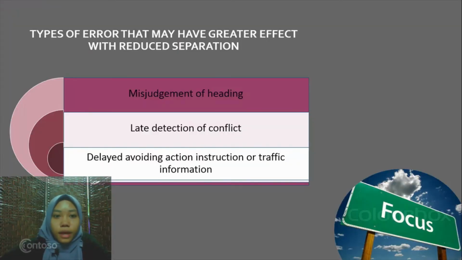The error types that have a greater effect on reducing the separation are misjudgment of speed, late detection of conflict, and third, delaying avoiding action, instruction, or traffic information.